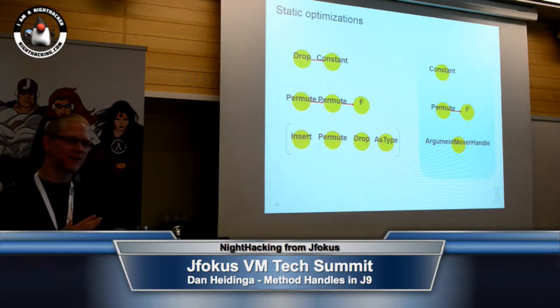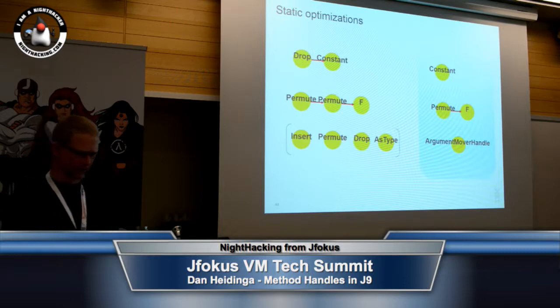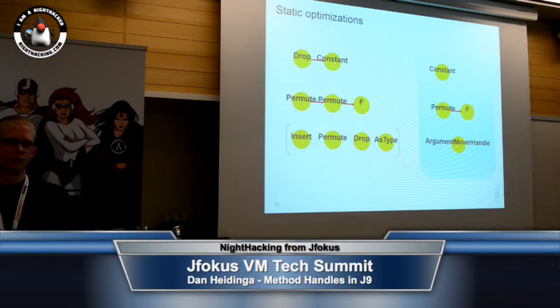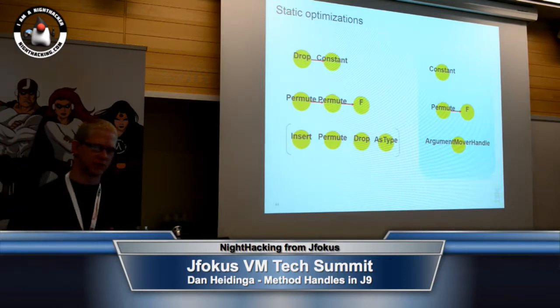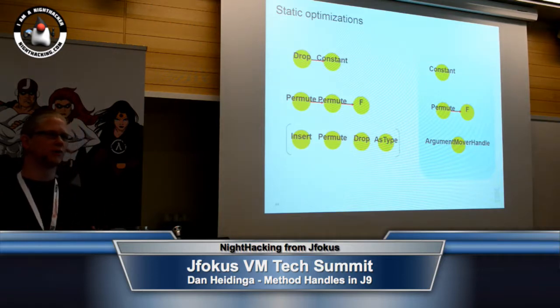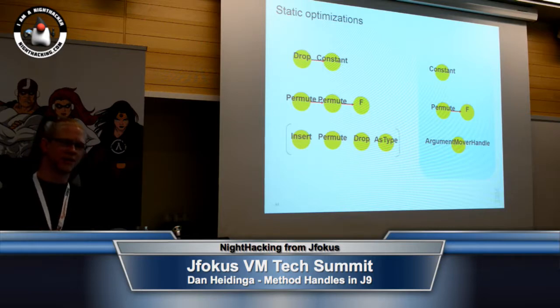So the asType operations that it's allowed to do are boxing and unboxing and, now I'm drawing a blank, integer widening. So it can do some basic boxing unboxing elimination for you. So that's sort of what you look at when you've done your method handle compilation and some of the static optimizations we've done. The other game we've played in a lot of places is this one element cache.